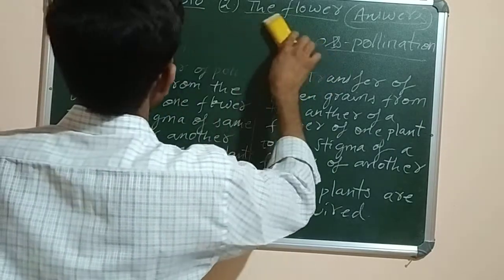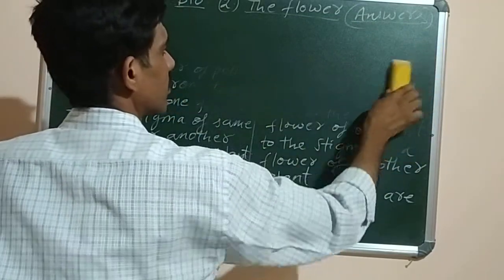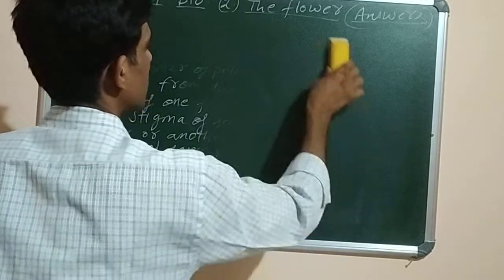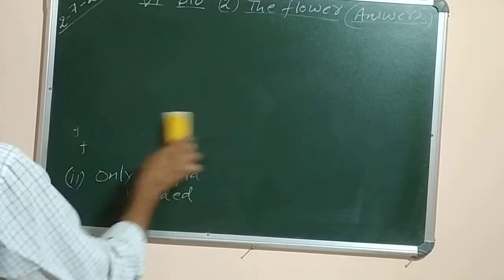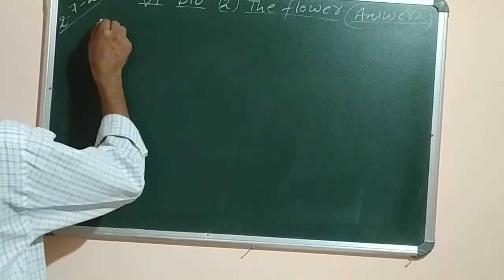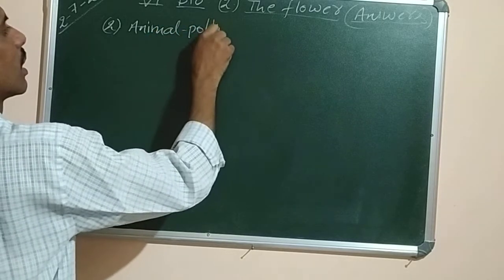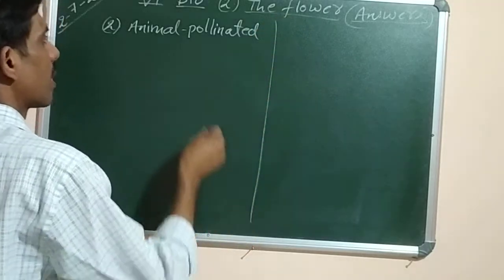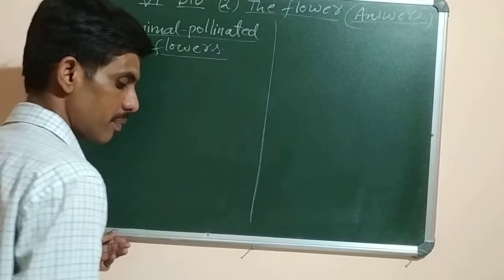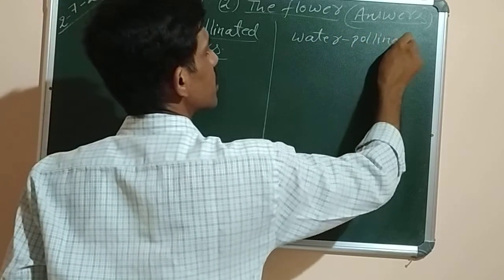Question number 2 is animal pollinated and water pollinated flowers. Okay, question number 2. Animal pollinated flowers and the second one is water pollinated flowers. We have to differentiate between them. That is, what are the differences between these two types of flowers.